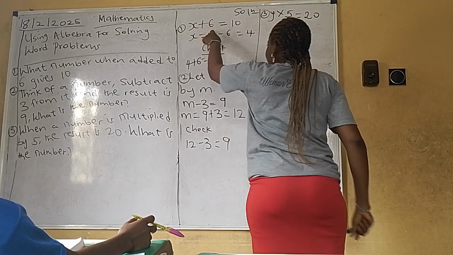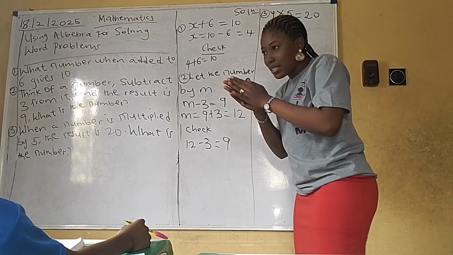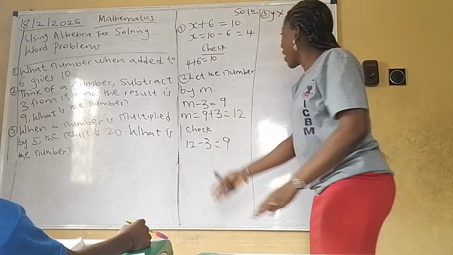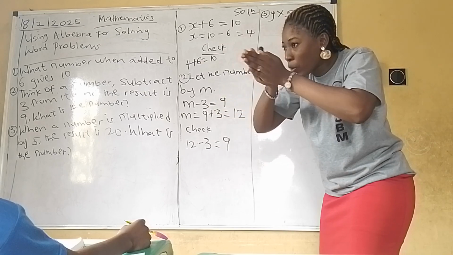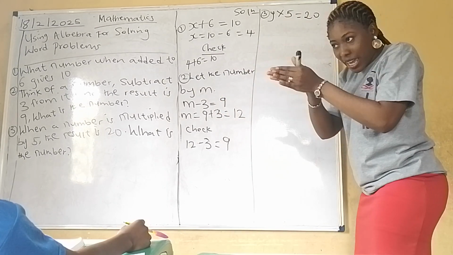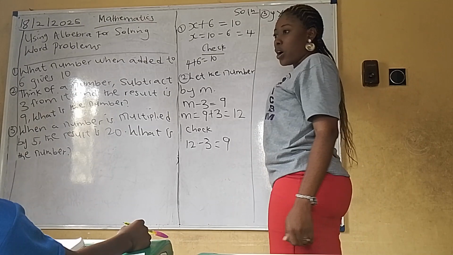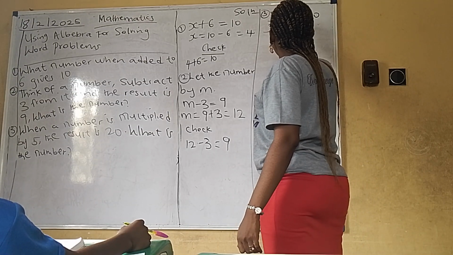Don't forget, x plus 6 cannot work together. You cannot tell me it's 6x. It cannot work together. M minus 3, you cannot say it's minus m or whatever. They cannot work together. But when it is times, they can now be together. So y times 5 is what? 5y is equal to 20.